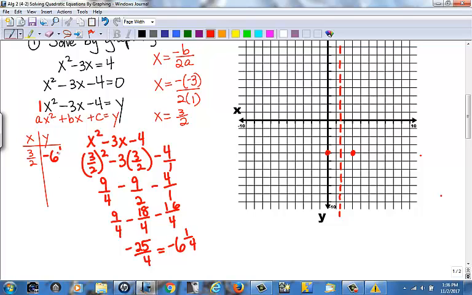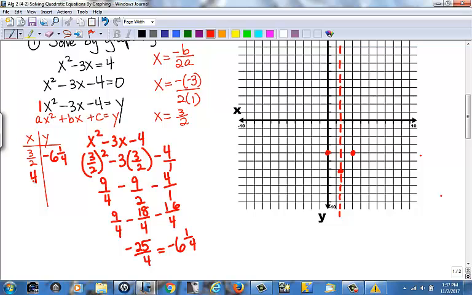Okay, so now I know my vertex point. So I need to go down 1, 2, 3, 4, 5, 6 1/4. So I'm down a little bit, about right in there. Okay, and now plot. Let's try 1, 2, 3, 4. Let's try 4 for our x.